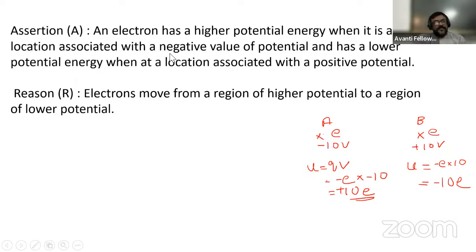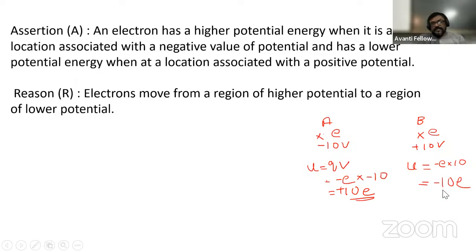So what does it say? This assertion is correct. When an electron is at a negative potential background, it has more energy. Now, what about the reason? The reason says the electron moves from a region of higher potential to a region of lower potential.